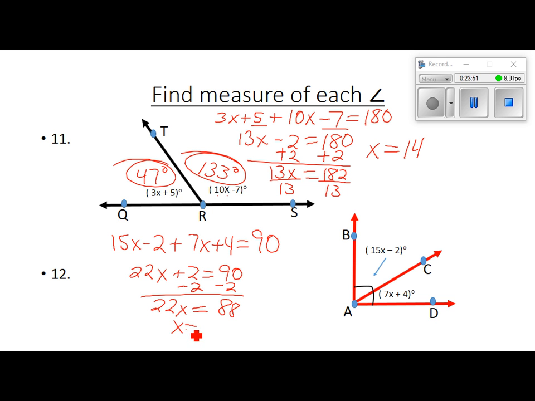I'm guessing x is going to equal 4 there, right? Yeah. Once you know x is 4, take it back over here. 7 times 4 is 28. 28 plus 4 is 32, so that angle is 32 degrees. These two have to add up to 90, so this angle here has to be 58 degrees.